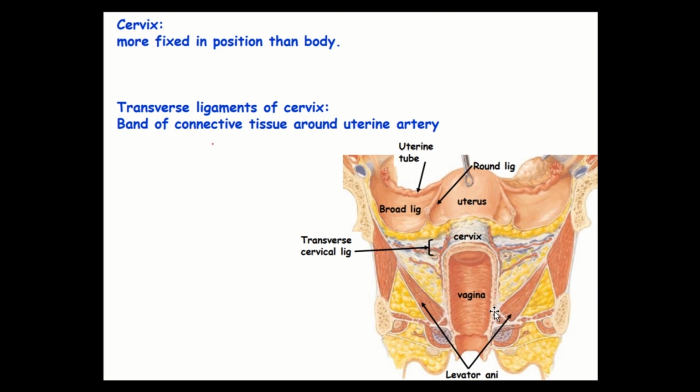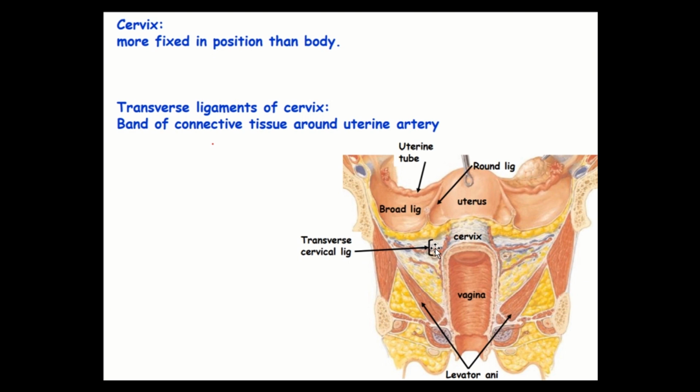One important group of ligaments are the transverse ligaments, which run in a transverse plane. These are thickenings of the connective tissue at the base of the broad ligament. We can see a transverse ligament here, a transverse ligament here. The broad ligament can be seen higher up over here, and right at the base of the broad ligament, we can see these transverse ligaments. These run in the base of the broad ligament around the uterine artery and extend from the cervix all the way laterally to the lateral pelvic wall. These are also known as the cardinal ligaments.